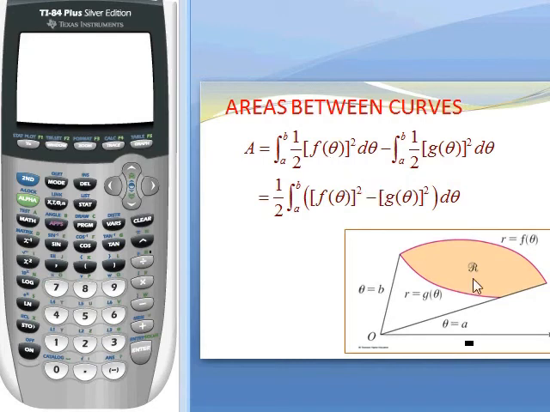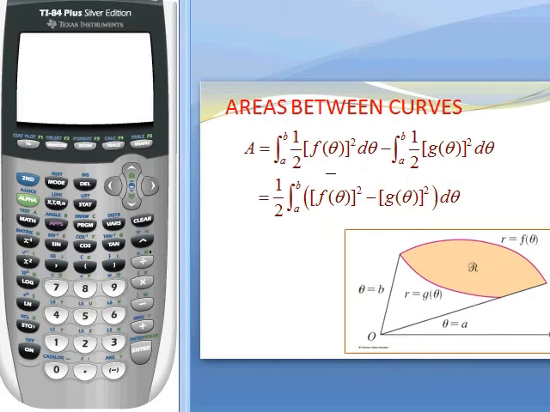And then this one is the outer f of theta squared minus g of theta squared. You just have to subtract, and then integrate from a to b, and then multiply by 1/2. So you can square them and subtract them, and the very last thing you do is multiply by 0.5.